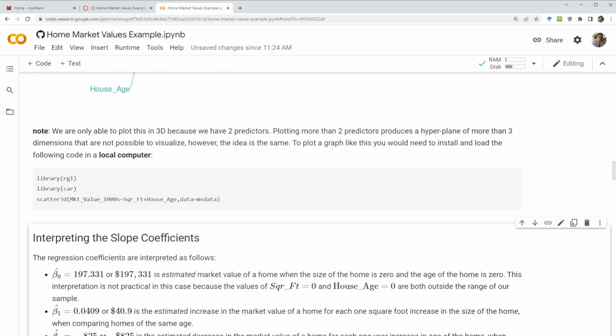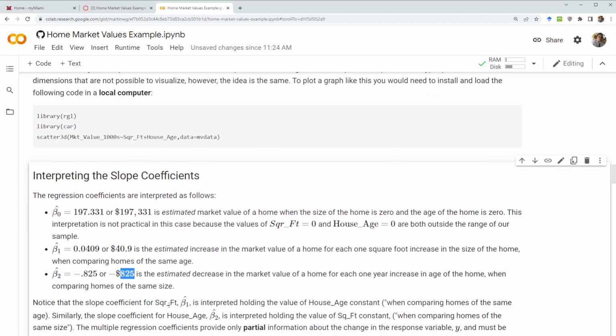If you keep the house of the same size, but you increase the age by 1 year, then that is related to a decrease in the value of the home by $825. The same thing with the square footage. Comparing to houses of the same age, if you increase the square footage by 1 foot, then it increases the price by $40.